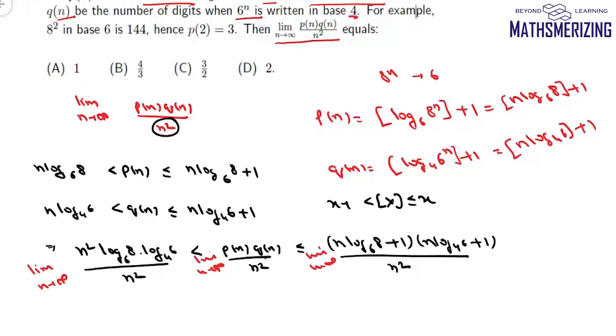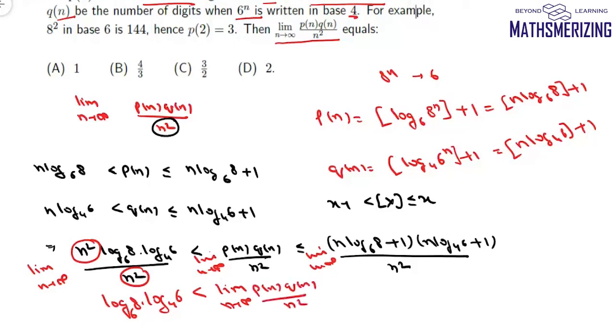Now since it is an infinite limit, the highest power of n in the numerator and denominator is 2. So the answer to this left hand limit will be simply log 8 base 6 into log 6 base 4. And here it is the limit as n tends to infinity of Pn Qn by n square, and here also the highest power is n square. So here also this limit will be log 8 base 6 into log 6 base 4.